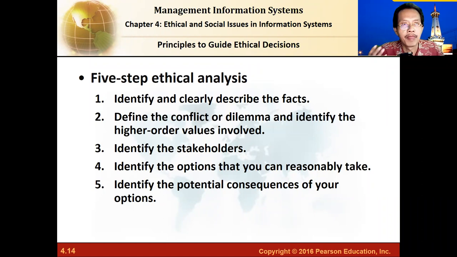Because the benefit of the internet is about networking with other countries, not just making one internal internet for just that one country. If you ban it, if you allow it, then privacy of course becomes an issue. The government would not get any taxes from Facebook and so on. So these are the consequences of the options in number four. So this is the five-step ethical analysis.